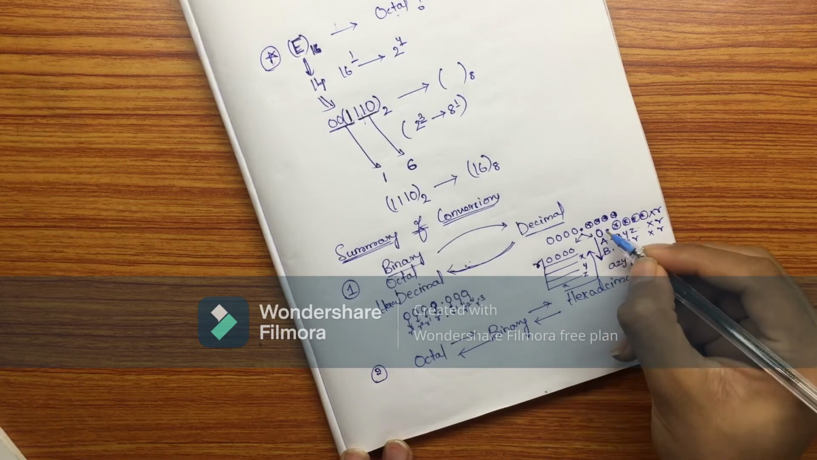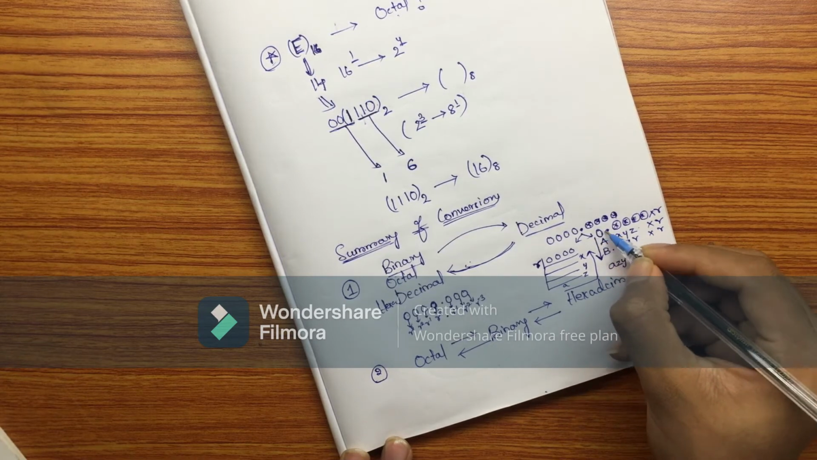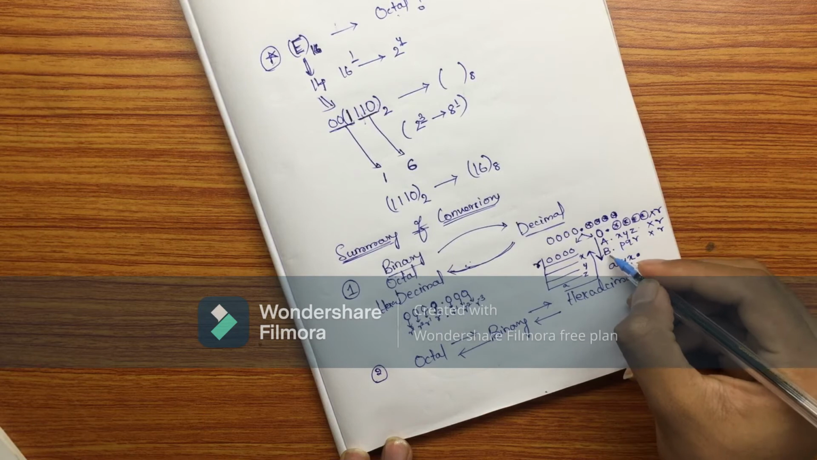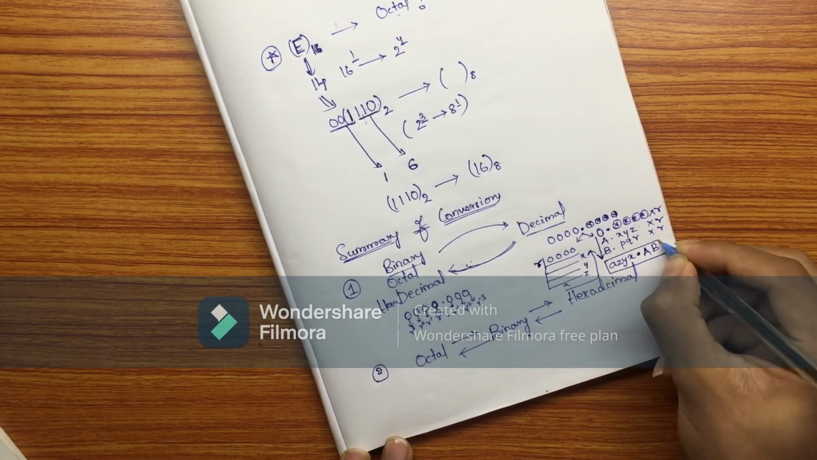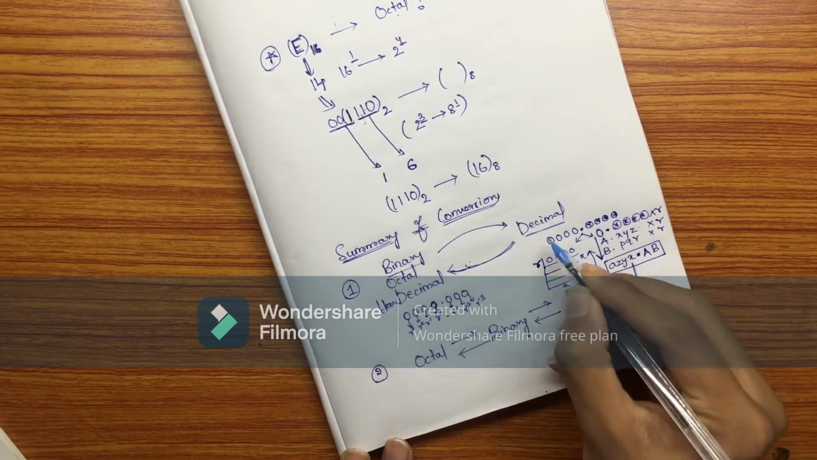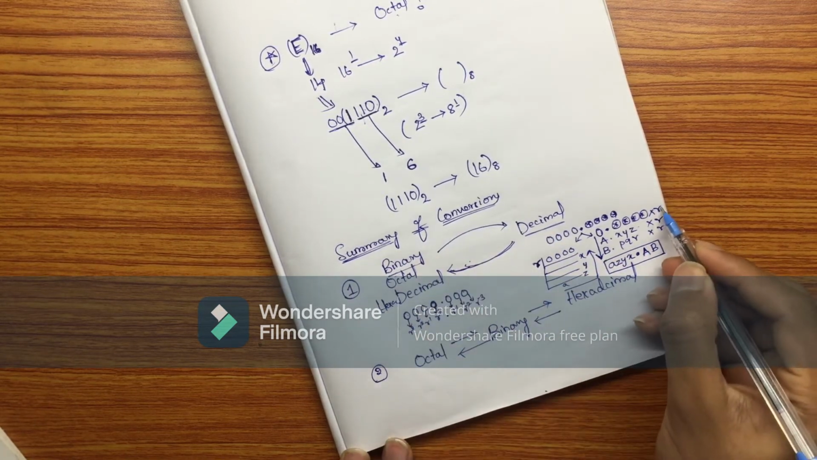But see, we have to never consider this first 0. From a, b only we will write. So a, b, so the answer will be like this. Okay, so converting decimal to any of this. What is r here? R is the radix.